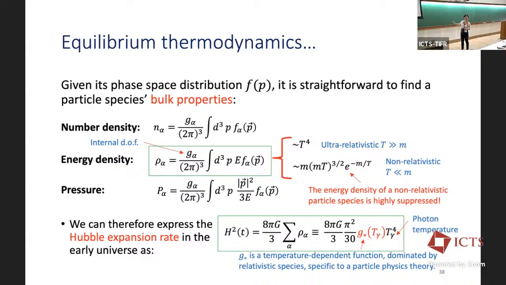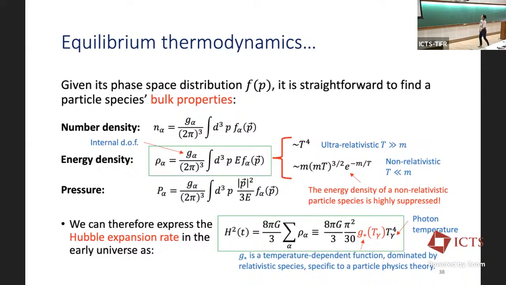And g_alpha here is called the internal degrees of freedom, and it's basically a way to count the spin degrees of freedom. So for example, for electrons, g_alpha is 4 because you have particle and antiparticle, spin up and spin down. For photons, it's 2 because of the 2 polarization states. For neutrinos, it's also 2 because the only way we know to make neutrinos is via the weak interaction, and there are only 2 degrees of freedom that you can generate.